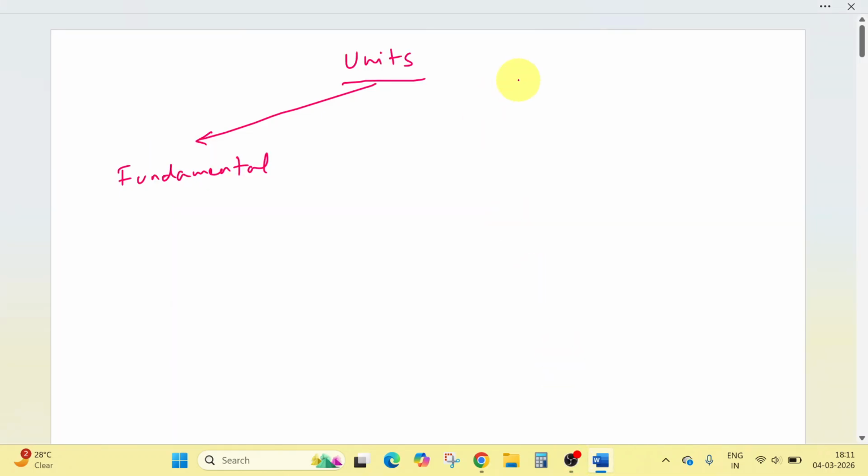Okay. Units are of two types. First is the fundamental, and fundamental is also called our basic unit. Fundamental or basic units, and the other category is derived units.